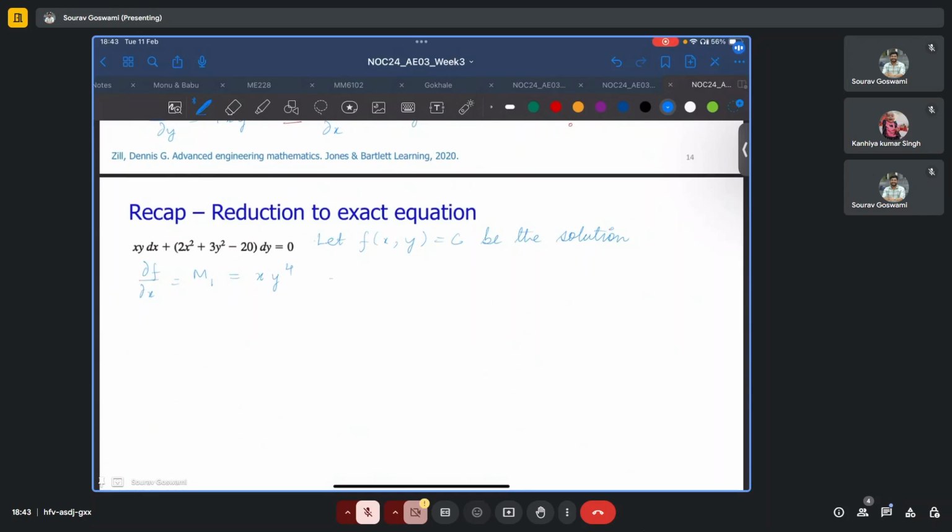And if you try to integrate this, this will give f of x,y is equal to integral of x y power 4 dx plus some function g of y, which implies f of x,y is equal to x square by 2 y power 4 plus g of y. Note that after this integration, we are not taking an additional constant because the term g of y itself, in this case, is the constant of integration.